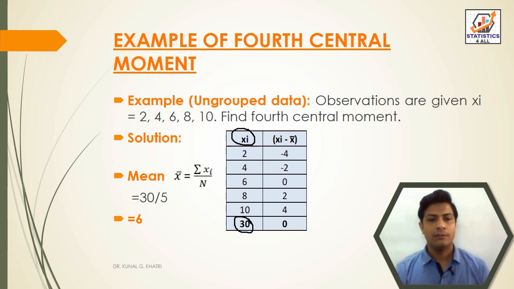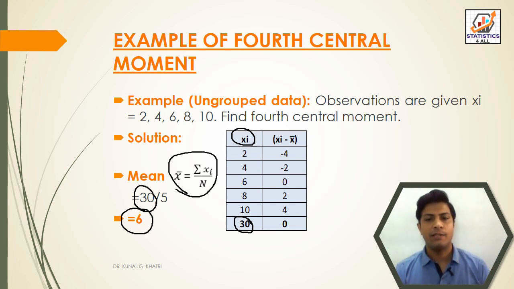So here x bar is equal to sigma xi divided by n. Here sigma xi is equal to how much? 30. And the total number of observations is 5. So 30 divided by 5, we get the value x bar is equal to 6.